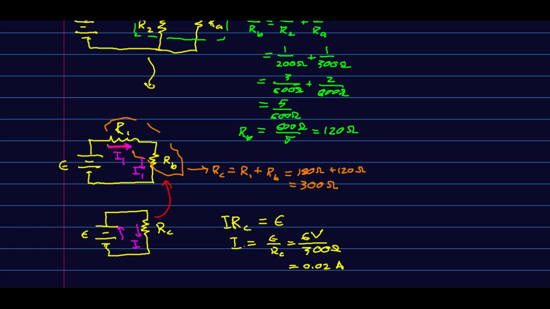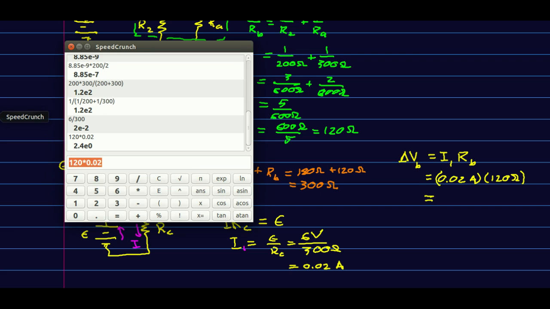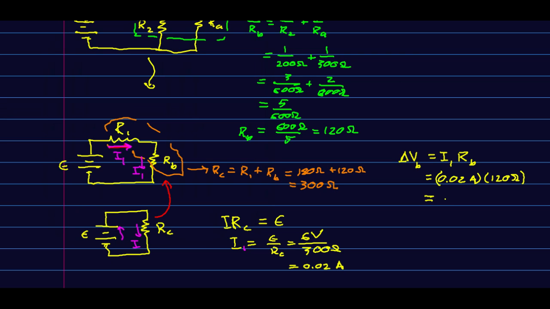I is just I1. We can now use the fact that that same current goes through RB to find the voltage across RB. So the voltage across RB, I'll call it delta VB, is just I1 times RB. So that is 0.02 amps times RB, which is 120 ohms, or 2.4 volts.